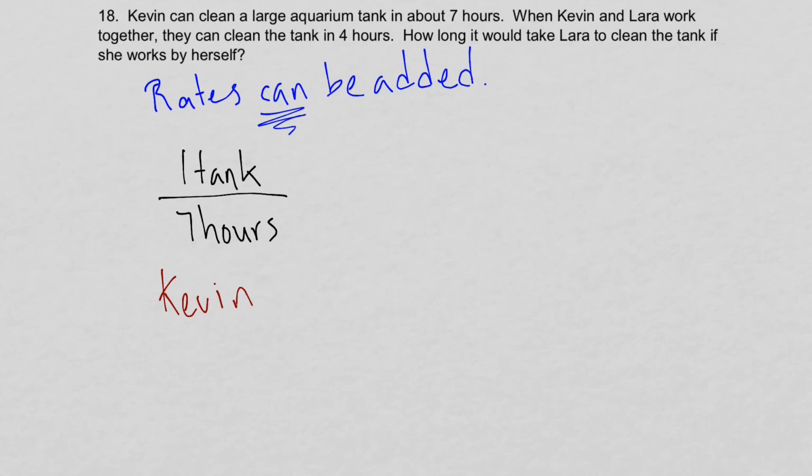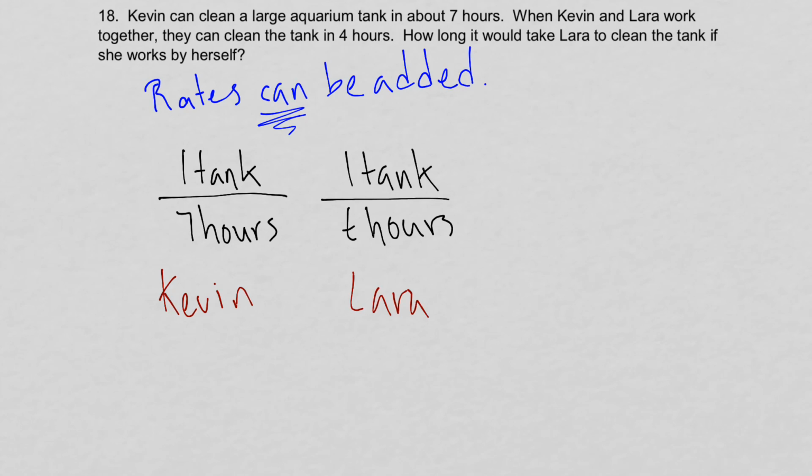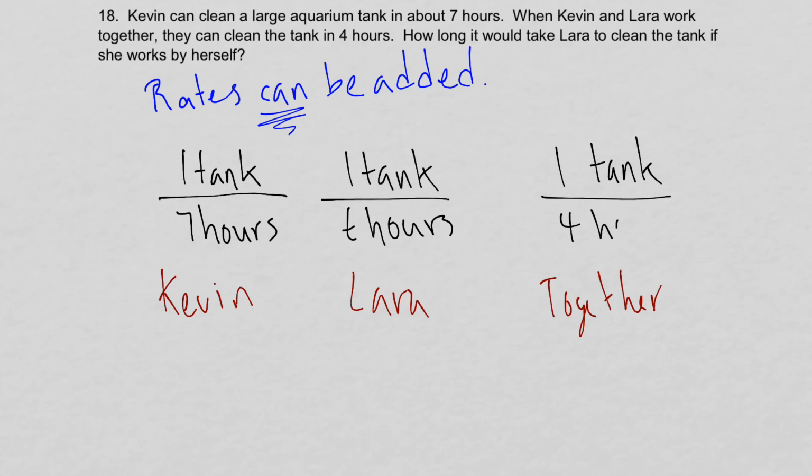What about Lara? Lara can clean 1 tank in, we don't know, that's the question. Let's call it T hours. T for time, or H hours, or X hours if you want. But together, they can do 1 tank in 4 hours. And like I said, rates can be added. So we can say Kevin's rate plus Lara's rate is equal to their together rate, the total rate.